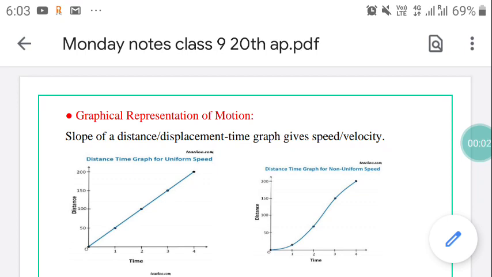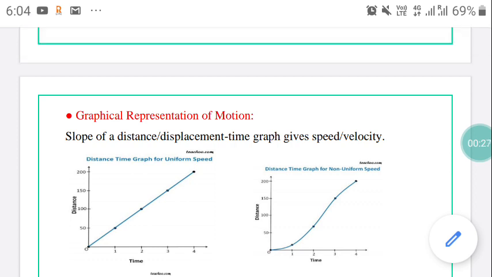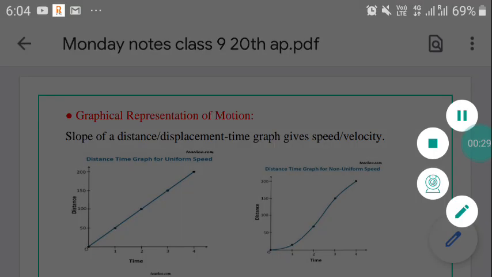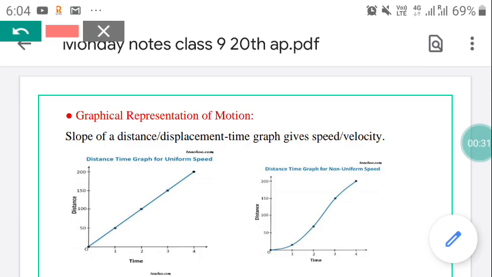Good morning everyone. Last time I discussed with you acceleration and its numericals, and one more topic, which is graphical representation of motion. Yesterday I couldn't complete that topic, so I will continue graphical representation of motion again.